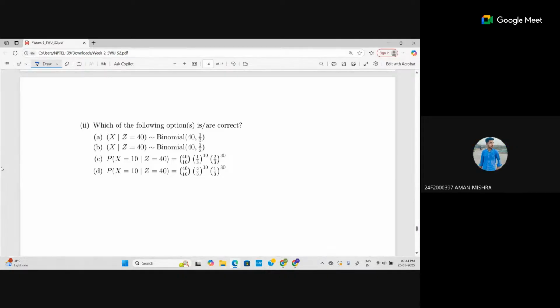Just repeat this n times, and that is the binomial. So here n is 40. What about the probability of success? Lambda 1 divided by lambda 1 plus lambda 2. So it will be 10 by 30, so 1 by 3.